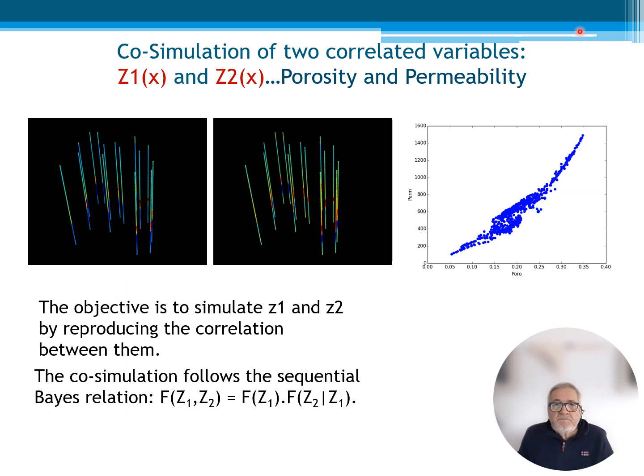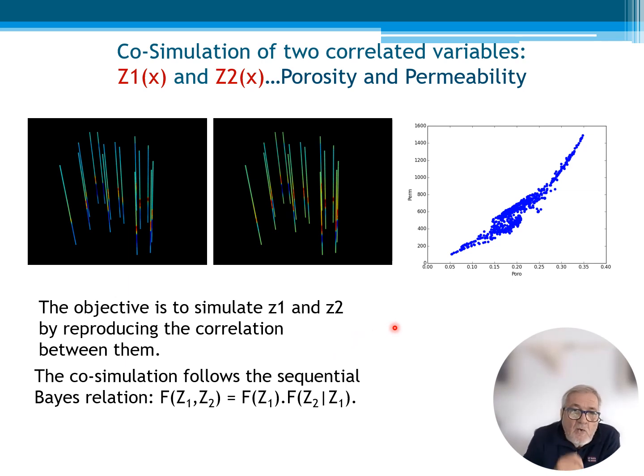Now let's see a different method. It's more used, more common, and with a less strong assumption than the previous one, which is the joint simulation of two variables. They are simulated separately, not independently, separately. We have porosity, permeability, the same relationship. And the objective is to simulate Z1 and Z2 by reproducing the correlation between them.